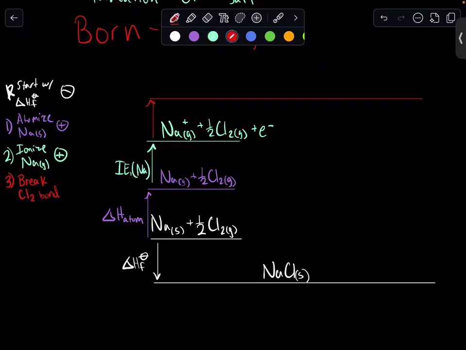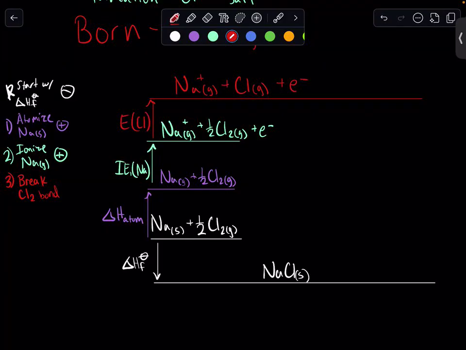All right, correcting my mistakes, we are now breaking the bond in chlorine. It took us long enough. When we break the bond in chlorine, we get Na plus gas plus no more 1/2, just Cl gas. And we still have that pesky electron hanging around, so we got to maintain it. This is going to be our energy of chlorine.